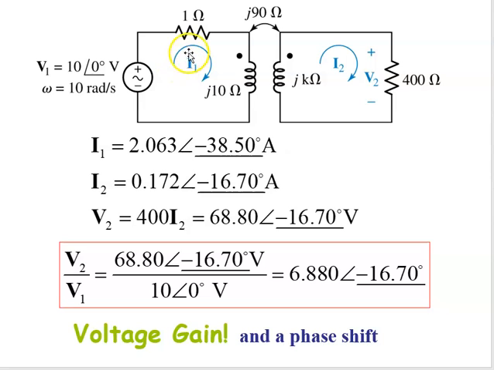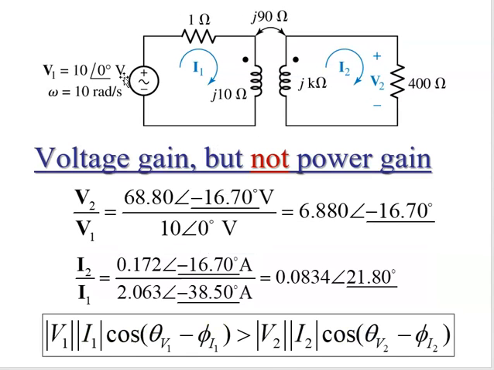How does the current flow through I1? It flows through I1 due to this sinusoidal voltage source. This is like a 10 cosine 10t. Right, so we're analyzing it in frequency domain. So we have a voltage gain, but we don't have a power gain. We had a voltage gain and a current loss.